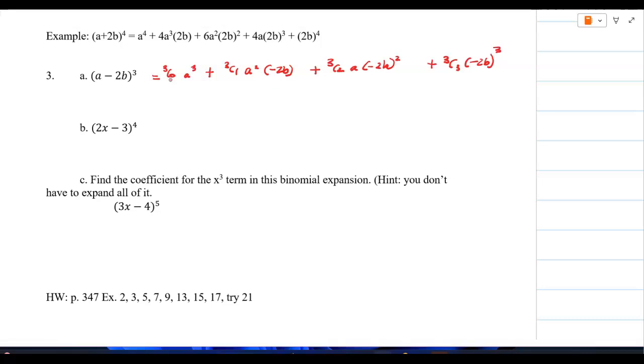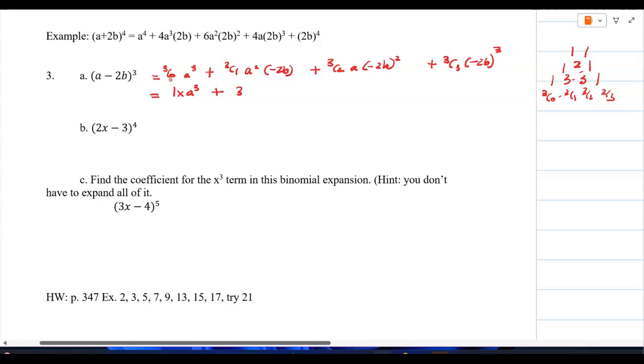So sometimes it's easier to make Pascal's triangle. So 1, 2, 1, 1, 3, 3, 1. This is basically your 3C0, this is 3C1, this is 3C2 and this is 3C3. So it'd be 1 into a cubed, and then plus 3 into a squared into minus 2b. Plus 3 into a into minus 2b squared.